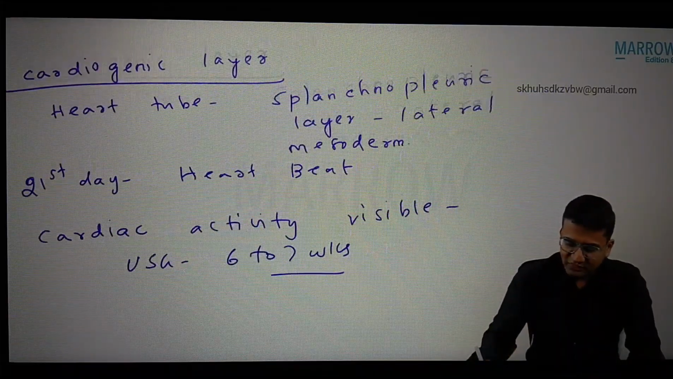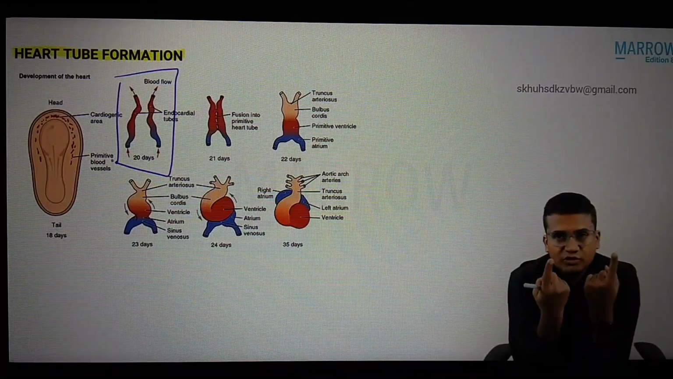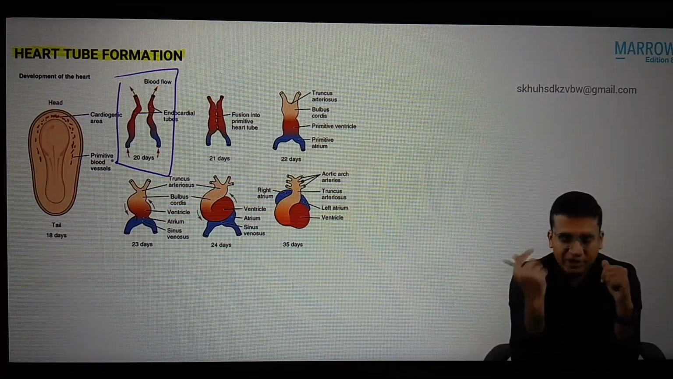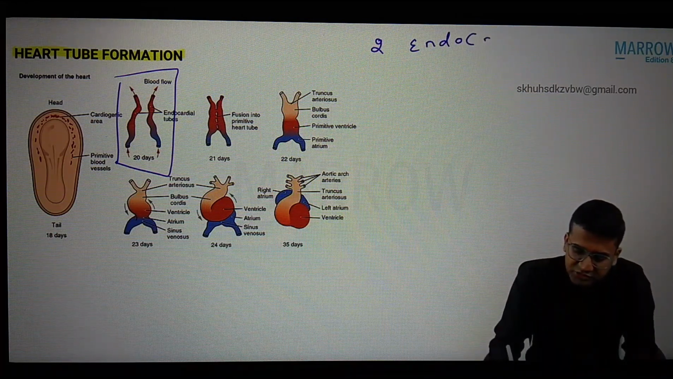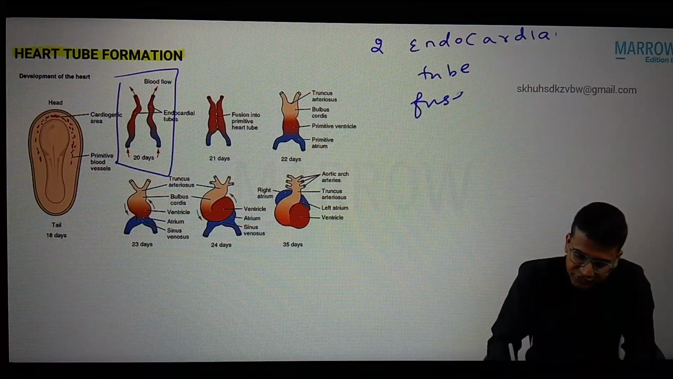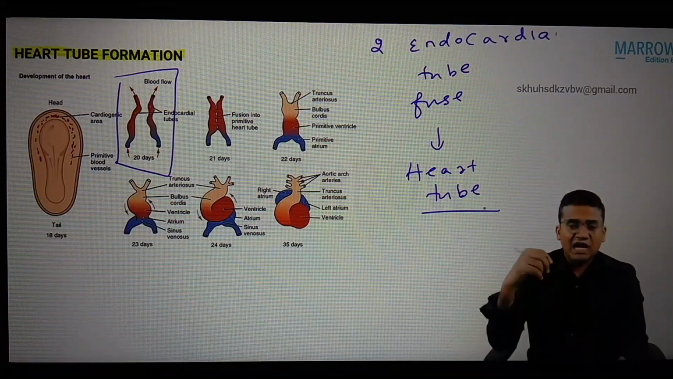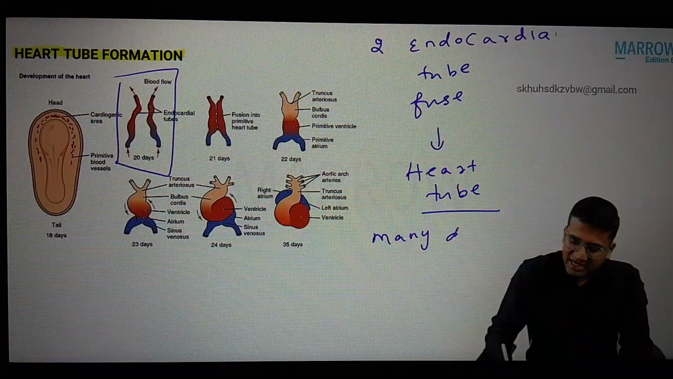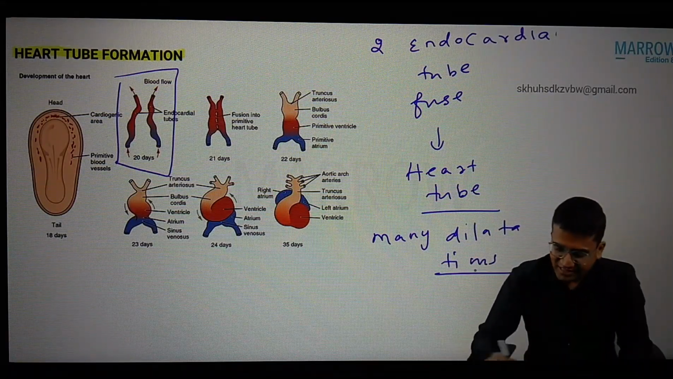So now, initially, the two endocardiac tubes are formed. See here, two tubes are formed. Now, these two tubes, they fuse and they form a single tube, single heart tube. Okay. Now, this heart tube has various dilatations. They have many dilatations. So, now we draw the diagram with the dilatations.